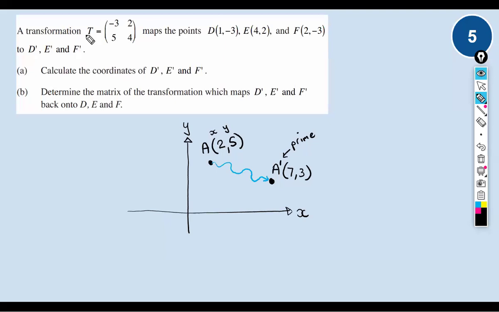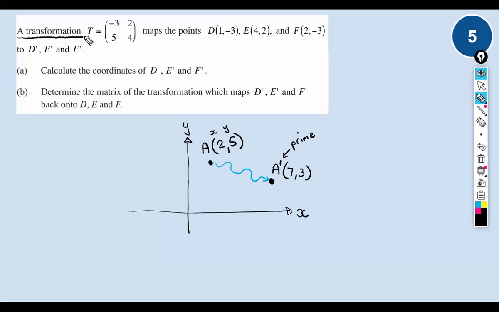Now, there are two ways you could use the matrices. You could use multiplication or you could use addition or subtraction, right? Now, whenever you see, notice they said the transformation. Do not let that get to you.